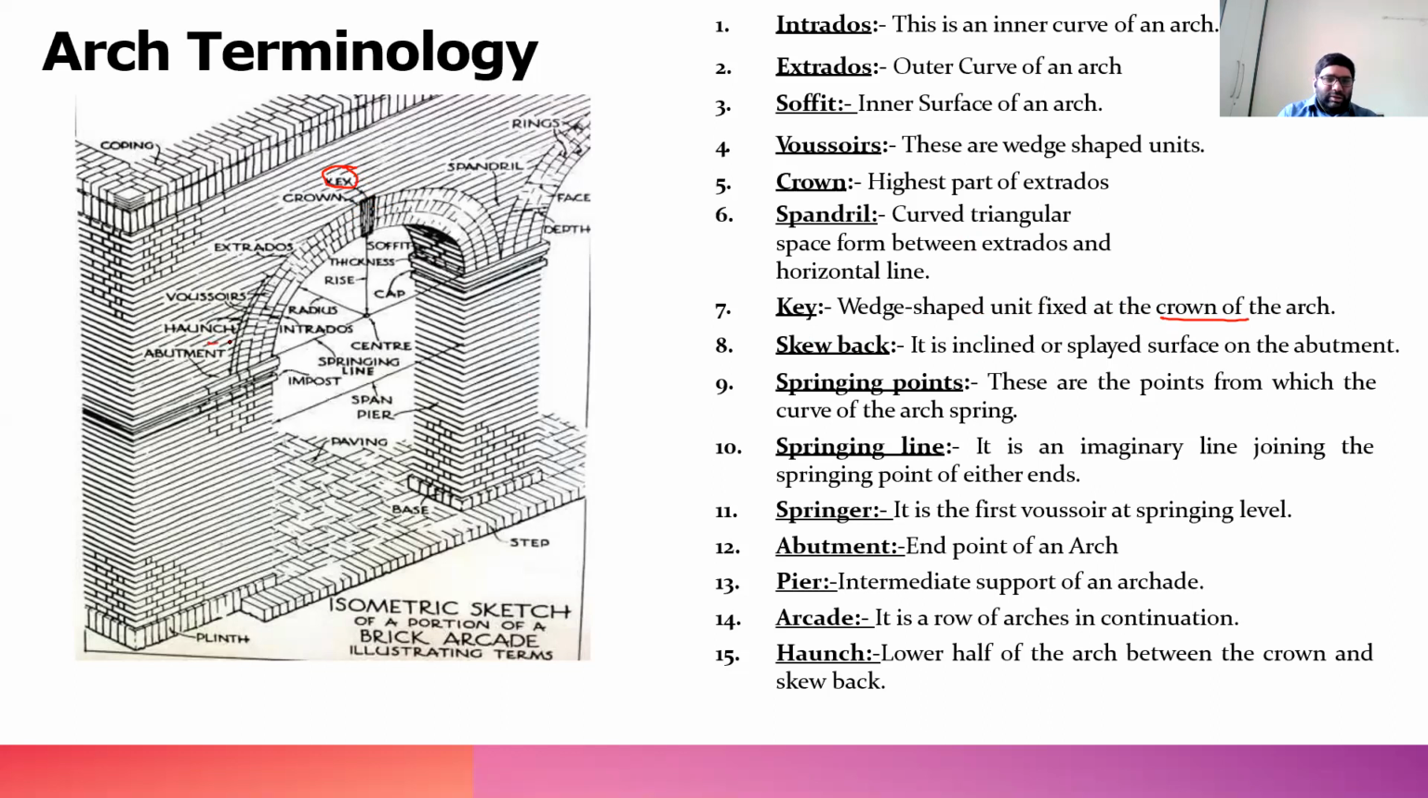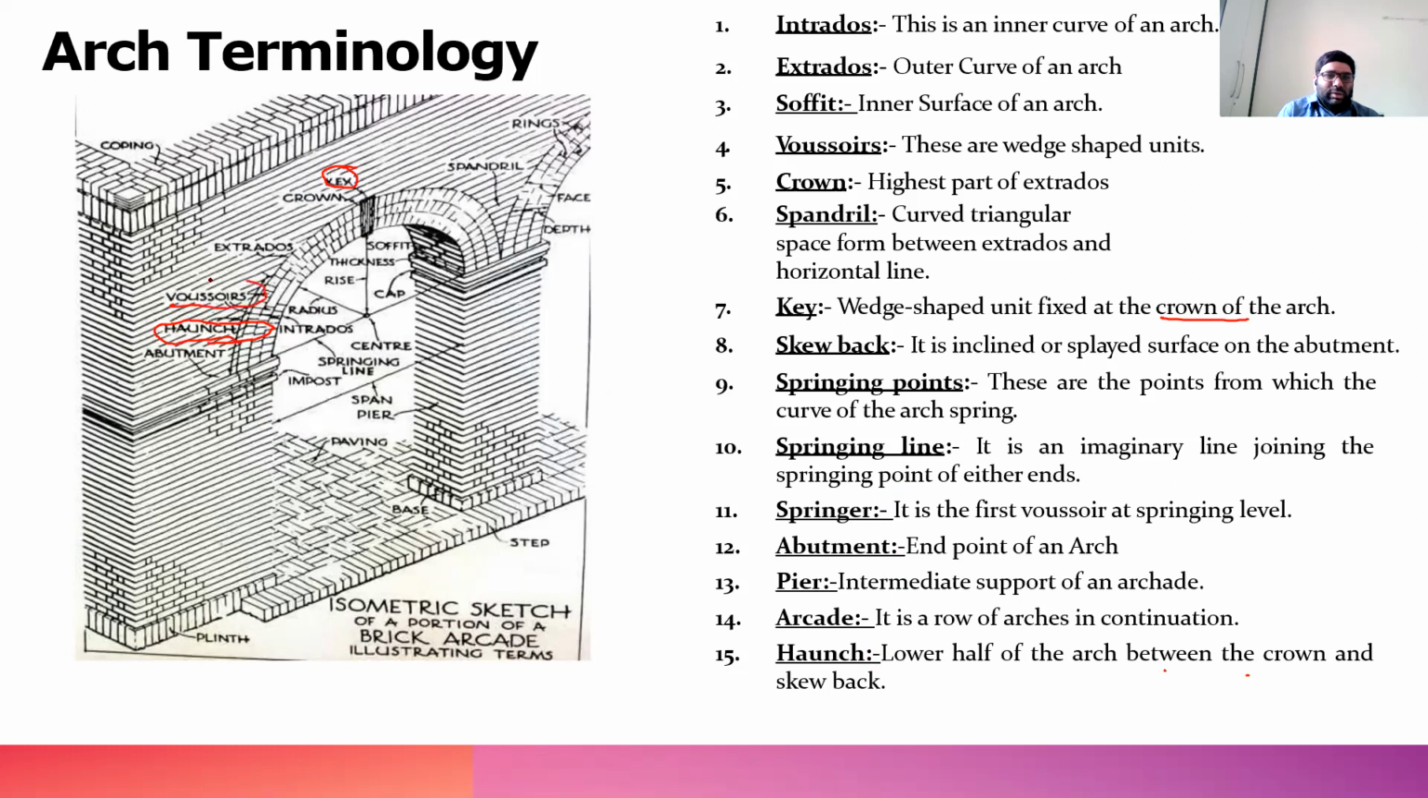And you can see that this is the haunch. You can see that small portion there. This is the haunch. So what is the haunch here? Haunch is the lower half of the arch between crown and skew back. You can see here, this is a haunch and this is the crown. Between crown and skew back, we have a portion called the haunch. Like that, each and every term is associated, and you can see this also.